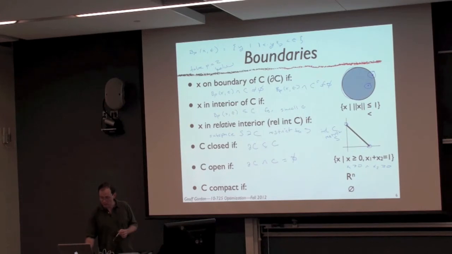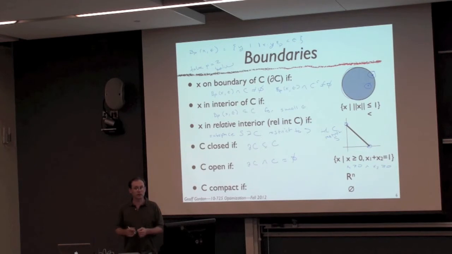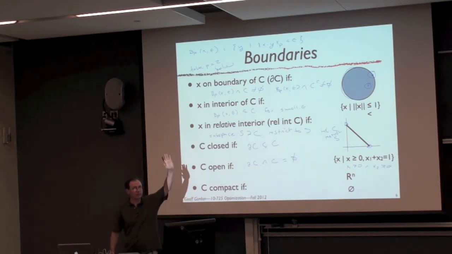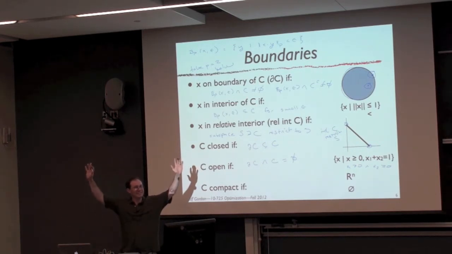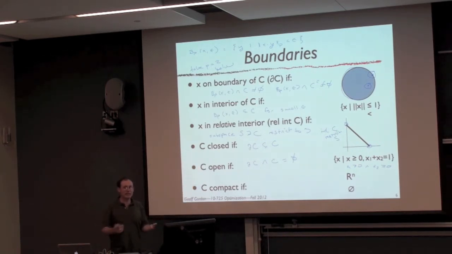All right. Here's another interesting case. What about all of Rn? Is it open or closed? Take a vote. How many people think it's open? Okay. How many people think it's closed? All right. It's a trick question. It's both. Right? Because its boundary is empty, and therefore it contains its boundary, and also the intersection with the boundary is empty. So it's both open and closed.